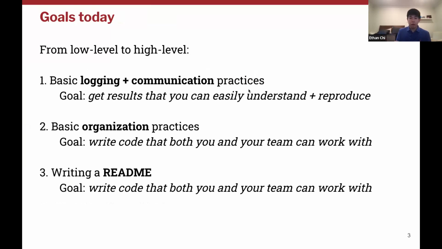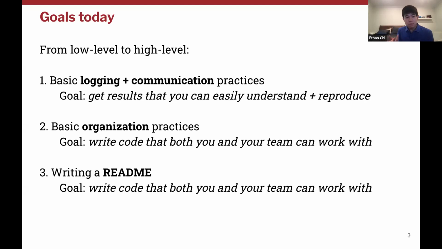Today, we're going to be trying to address three goals from low level to high level. Let's take a look. The first one is basic logging and communication practices. The goal here is to get results that you can easily understand and reproduce yourself later. The last thing you want is to be losing your code or to not understand what you did to get a very high result or good experiment.